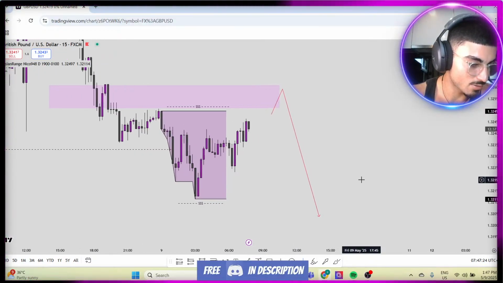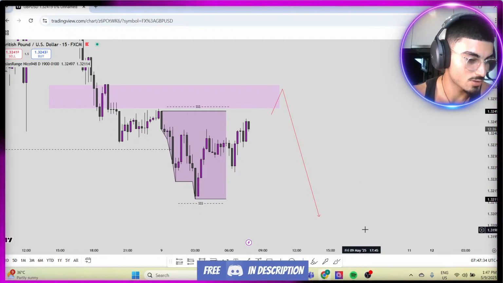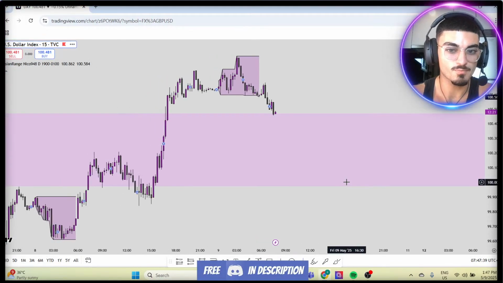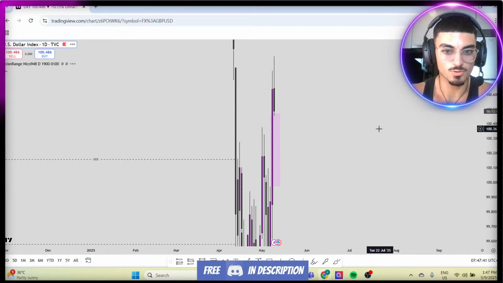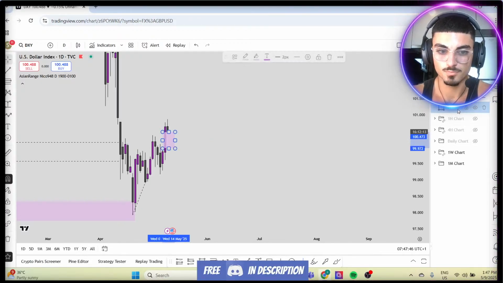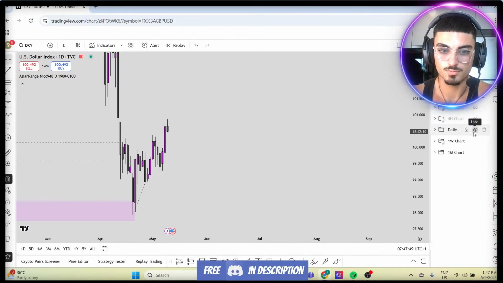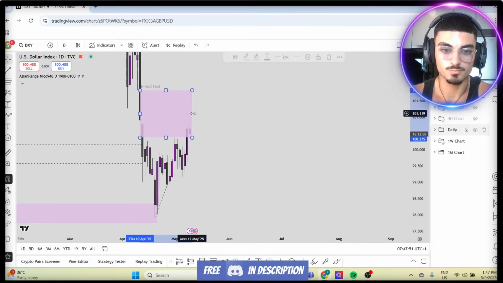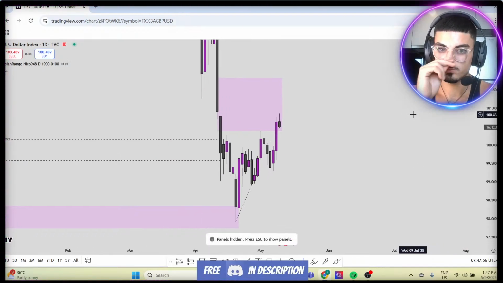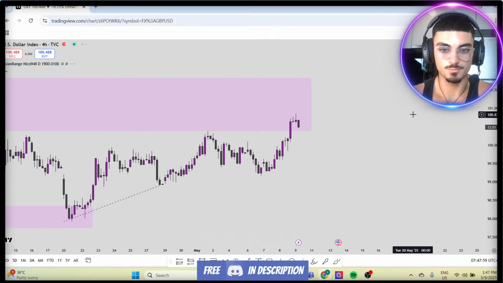EU might reject the 1-hour fair value gap, considering it's aligning with DXY and GU. Check GU weekly chart. I'm going to check DXY now, guys, because I need to do some more DXY analysis. I forgot to do that. So this can go. Daily chart there. 4-hour.